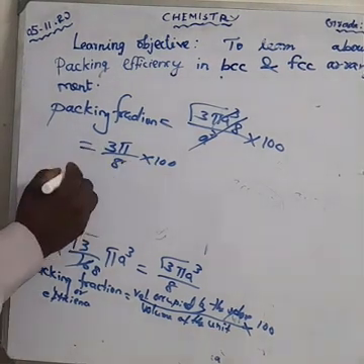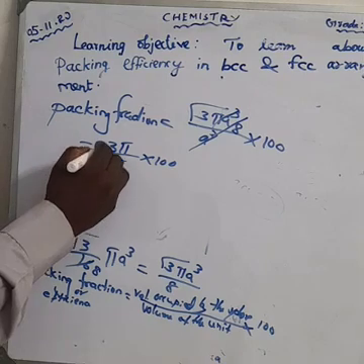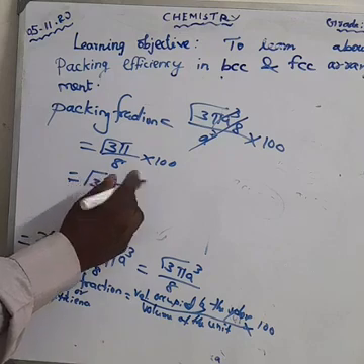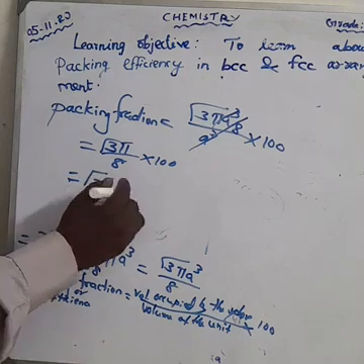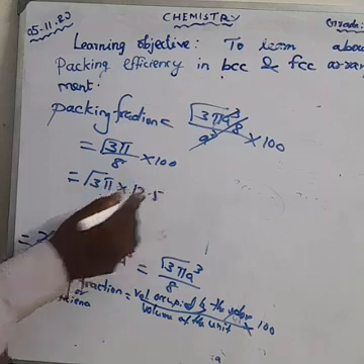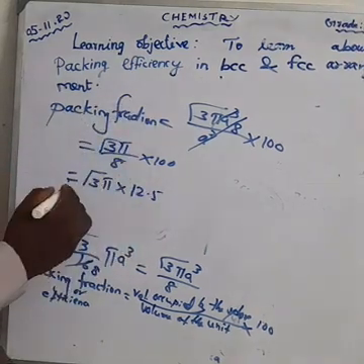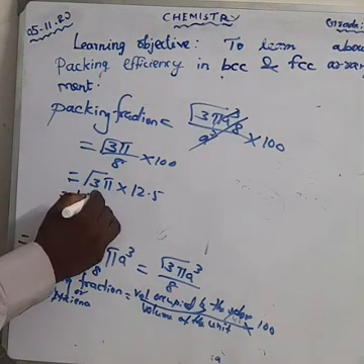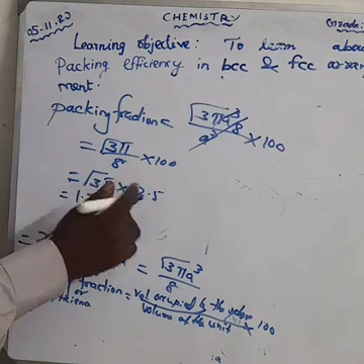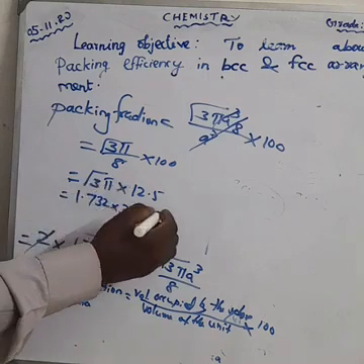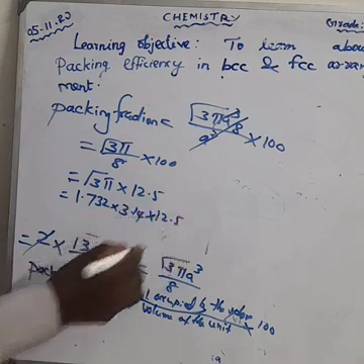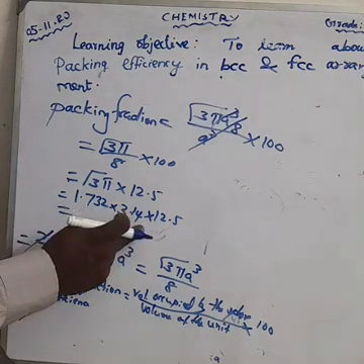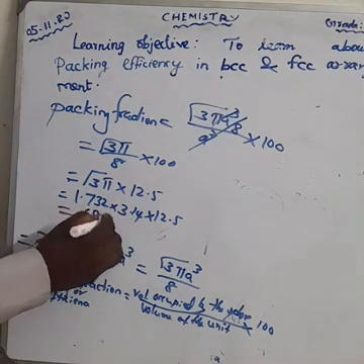We are dividing and multiplying. What's the answer? That is equal to root 3 pi into 12.5. We are multiplying, dividing. You get is equal to root 3 value. What's the value of root 3? 1.732 into, what's the value of pi? 3.14 into 12.5. So we get the percentage is 68%.